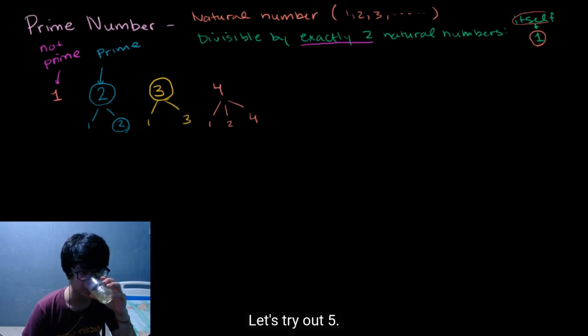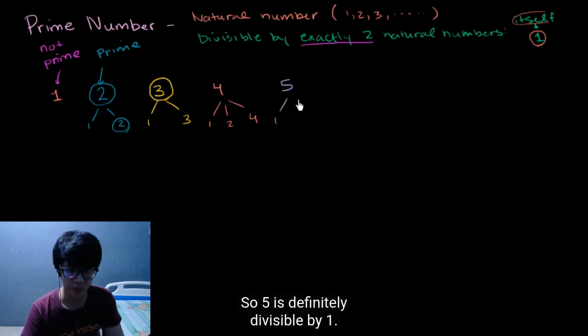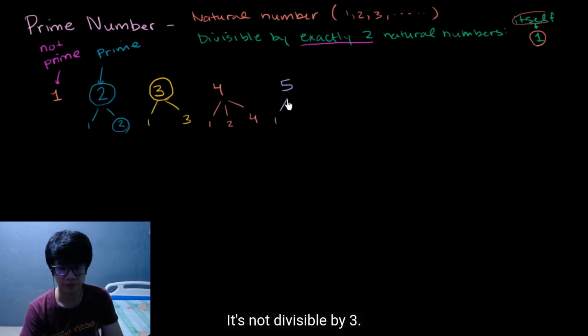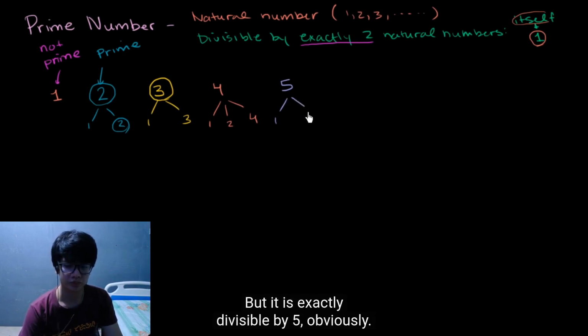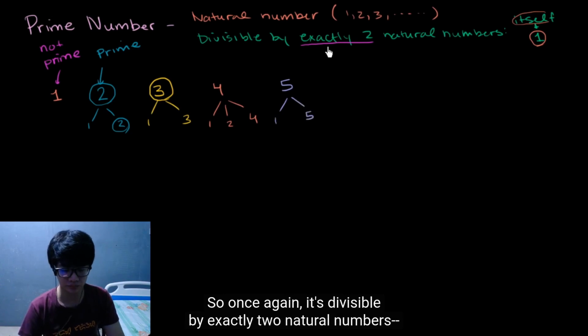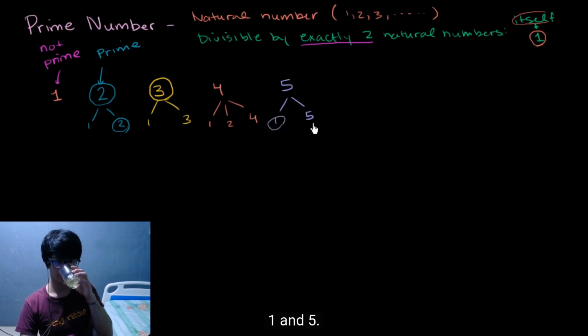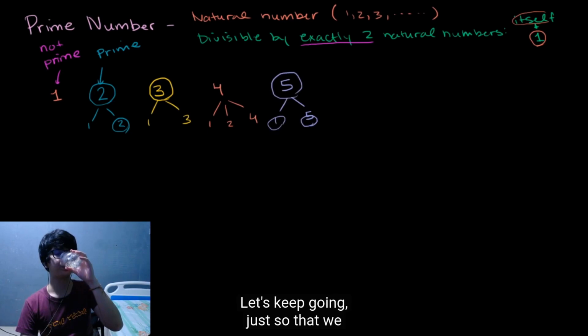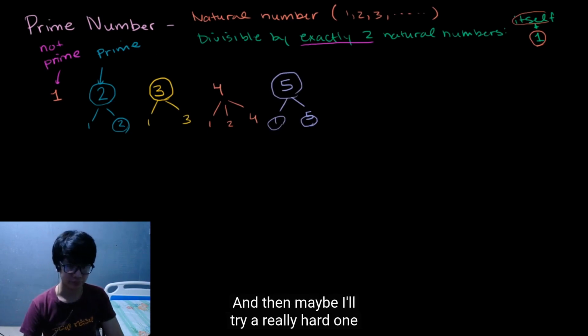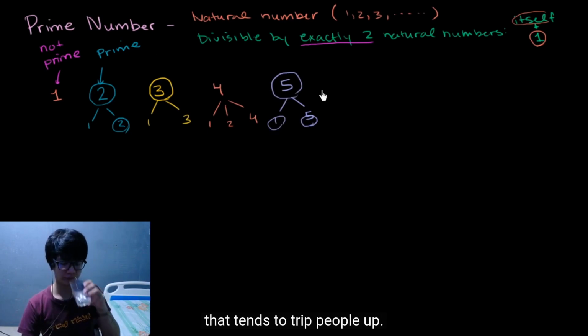Let's try out 5. So 5 is definitely divisible by 1. It's not divisible by 2. It's not divisible by 3. It's not exactly divisible by 4. You could divide 4 into it, but you would get a remainder. But it is exactly divisible by 5, obviously. So once again, it's divisible by exactly two natural numbers, 1 and 5. So once again, 5 is prime. Let's keep going just so that we see if there's any kind of a pattern here. And then maybe I'll try a really hard one that tends to trip people up.